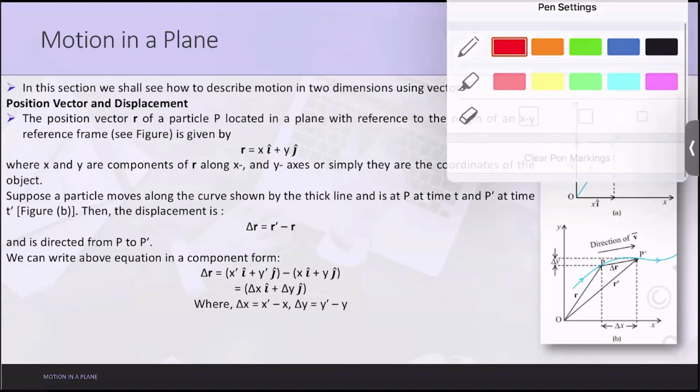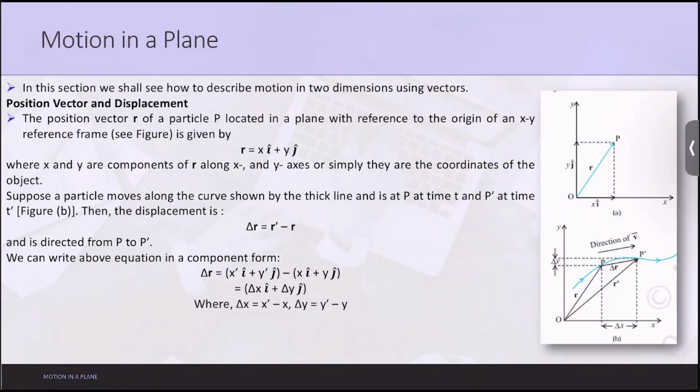Okay. So in this section, we shall see how to describe the motion in 2 dimensions using vectors. So let us first understand the position vector and the displacement. Okay. So position vector R of a particle located in a plane. We can take this plane to be the x and y axis with reference to the origin. Position vector is generally started from the origin. Here reference is taken as origin only of an xy reference frame. So the reference frame here is taken as xy axis.